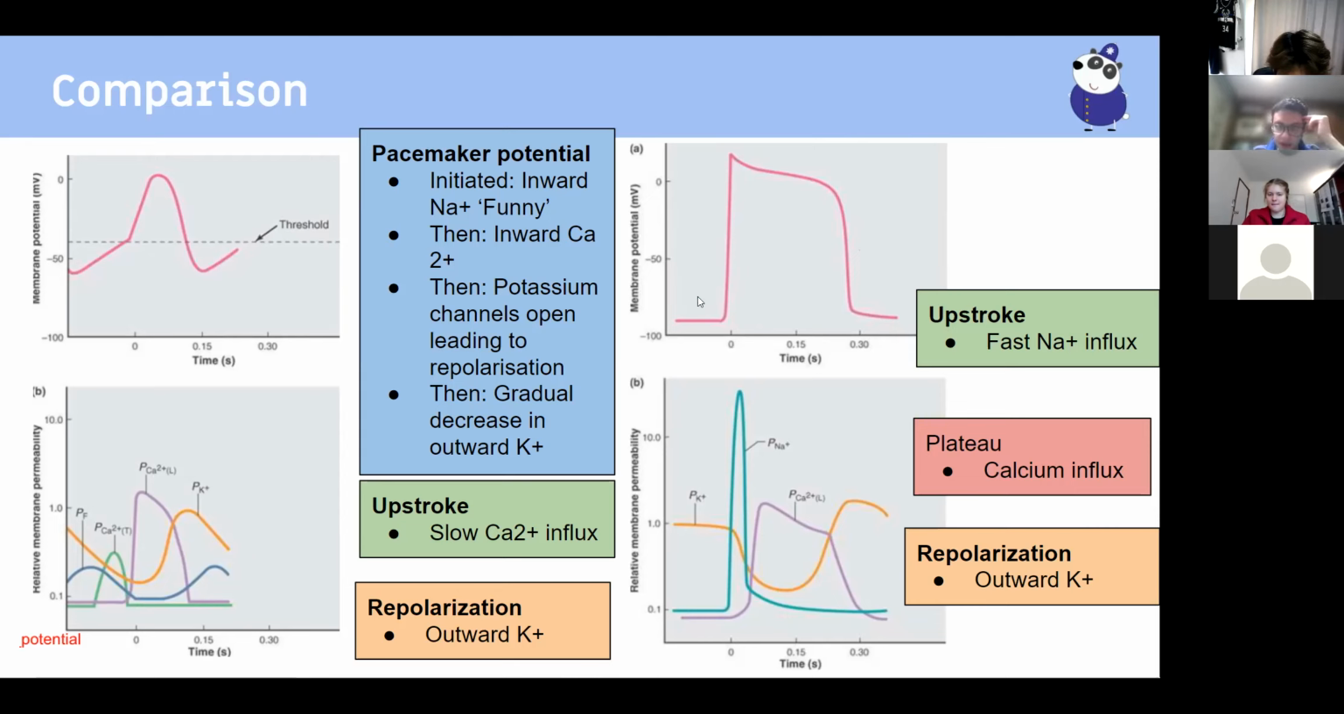Does that make sense? Also no worries. So over here you can see fast sodium influx leading to upstroke. Plateau is by calcium opposing potassium, and then repolarization is by potassium going outwards.